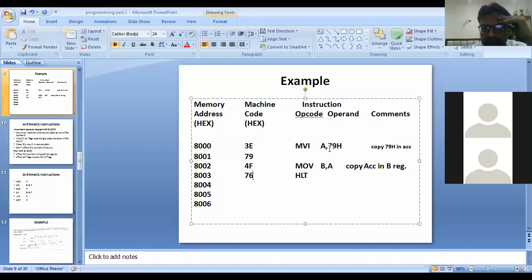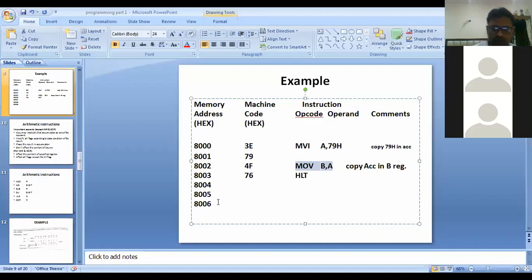So once we write the instruction, and this instruction is a 2-byte instruction, it will take two memory locations. The first memory location will be the hex code of MVI A, that is 3E. The second byte is 79, so here I am writing 79. After 8001, I have written MOV B,A. The code of MOV B,A is a 1-byte instruction, the code is 4F, so we'll write 4F. Since it is 1-byte, it will take only one memory location. Then 8003 will be halt, and halt has the code 76.